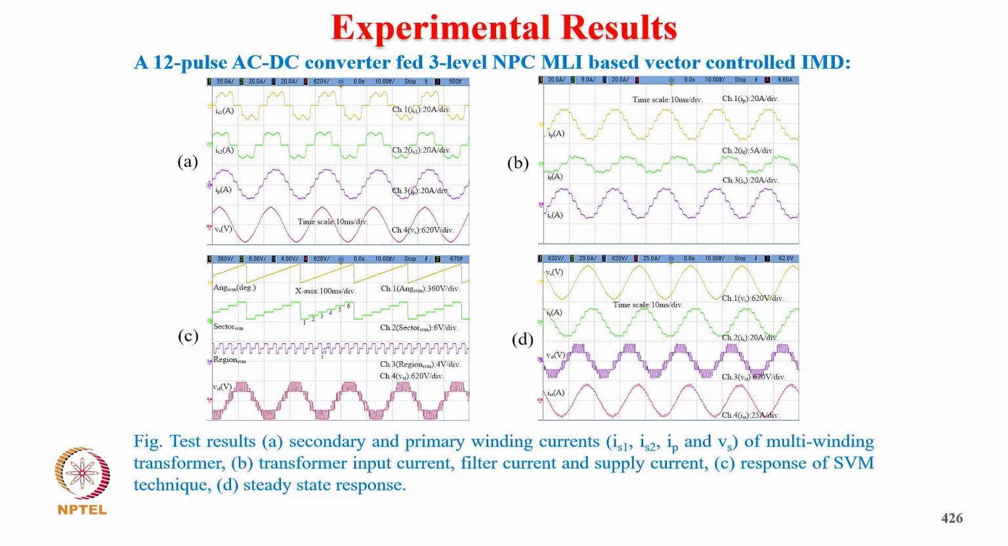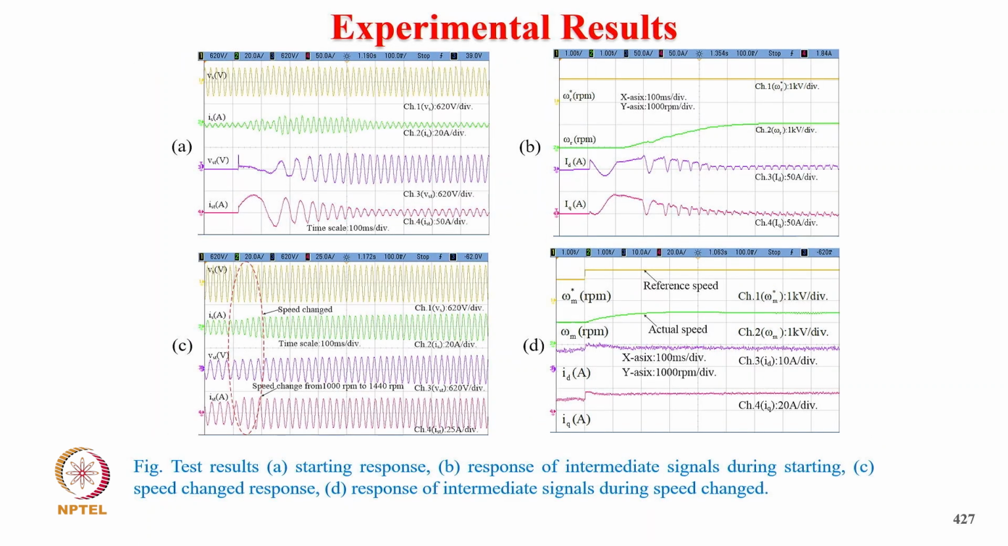Similarly, you can call it the test result: secondary and primary winding currents, multi-winding transformer input current, filter current, and supply current, and the response of this vector in steady state. You can clearly see the supply current as well as the motor voltage and motor currents. The motor current is also sinusoidal, as well as the supply current, which is close to sinusoidal.